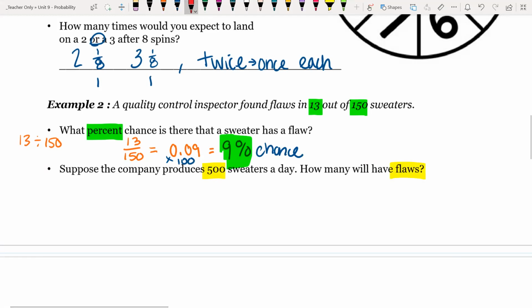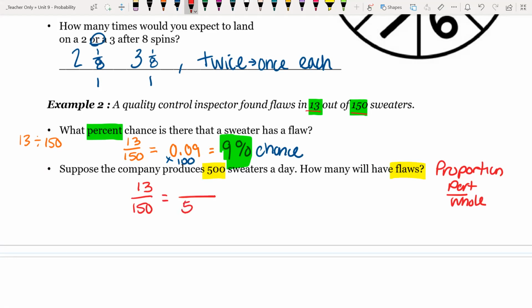Well, we're going to use a proportion. Remember part over whole? So they gave us their original. They gave us 13 out of 150 had flaws. We want to know, out of how many, 500 sweaters, how many will have flaws? So we set it up like that.